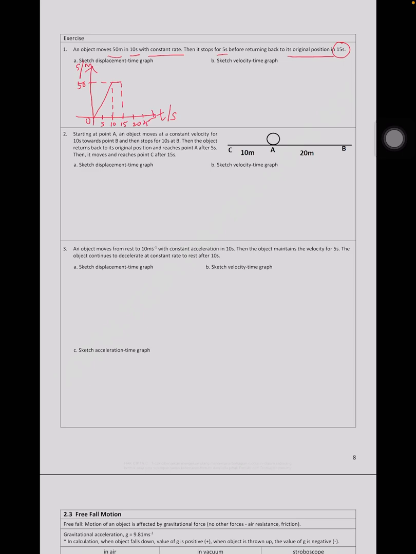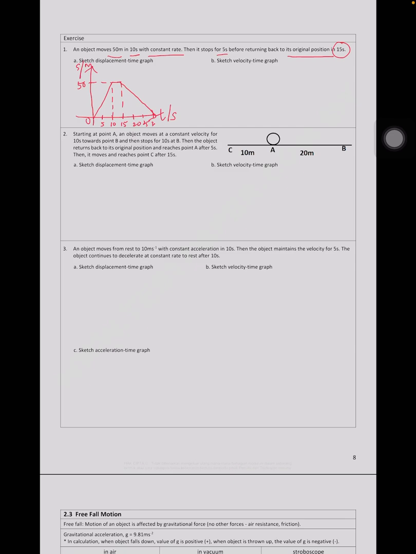In 15 seconds, so this is 5, 25, 30. Okay, so 5, 10, 15. So this will be your final position. Okay, so this is your graph later. Okay or not? All right.